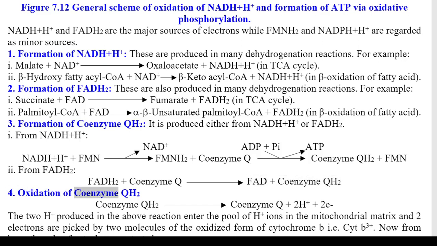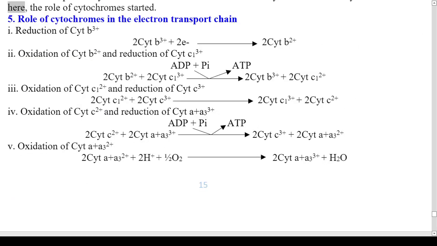4. Oxidation of coenzyme QH2. Coenzyme QH2 gives coenzyme Q plus 2H+ plus 2e-. The 2H+ produced in the above reaction enter the pool of H+ ions in the mitochondrial matrix and 2 electrons are picked by 2 molecules of the oxidized form of cytochrome b, i.e., Cyt b3+. Now from here, the role of cytochromes starts.